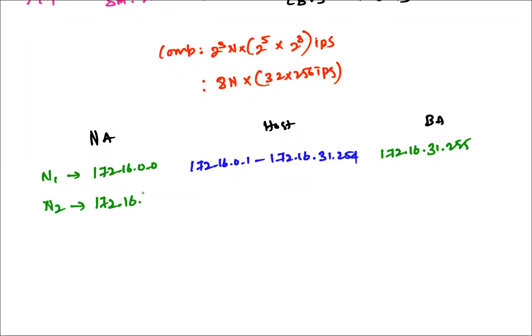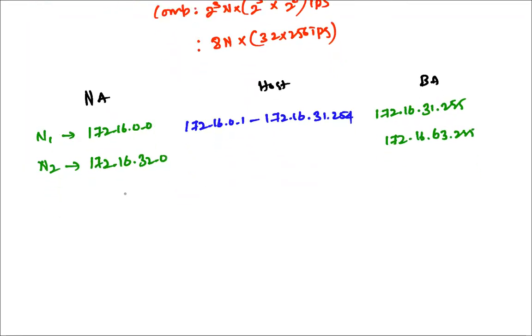Now we'll write network number 2: 172.16, what is going to be 32.0. That's network number 2. What is the broadcast IP of network number 2? 172.16.32.0 is the network address, and 63.255 is the broadcast address, right? Again, it keeps going. Let me write a few more networks: network number 3, network number 4, and finally I'll write the last one, which is network number 8.